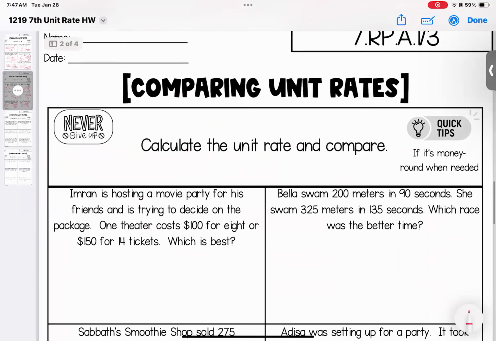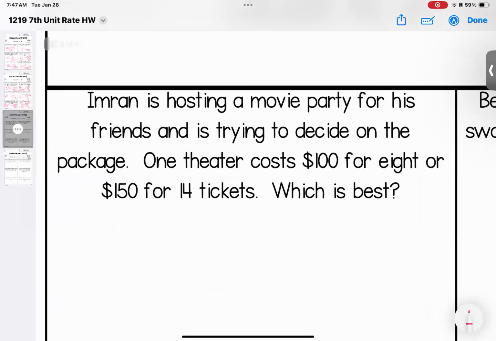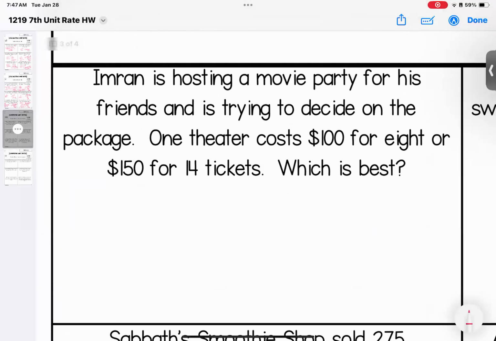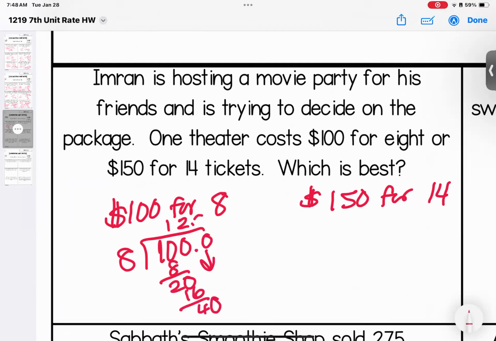All right, what page are we on? Page 3. Imran is hosting a movie party for his friends and is trying to decide on a package. One theater costs $100 for 8 tickets or $150 for 14. What's the better price? When we do 100 divided by 8, it goes in once, it goes in twice. $12.50. Remember, it's money, so put that zero back in.